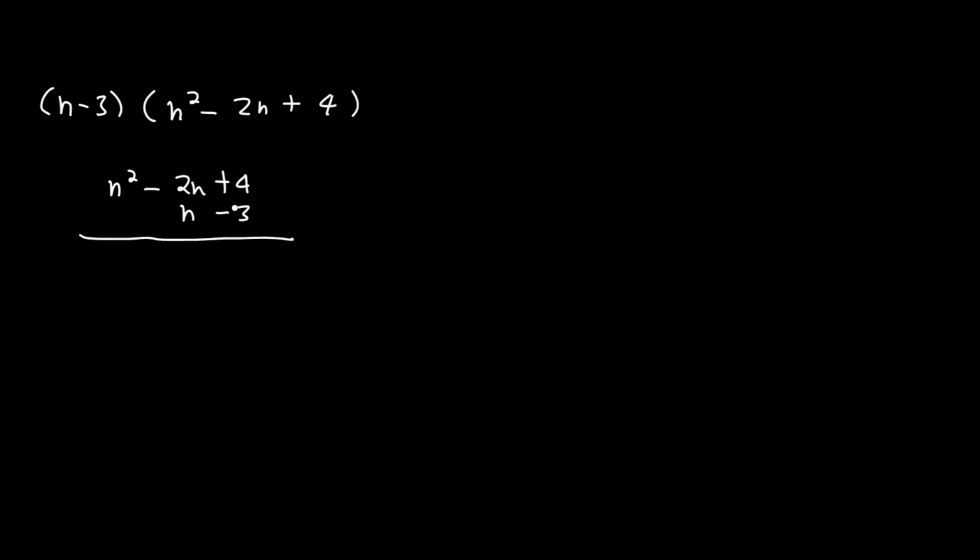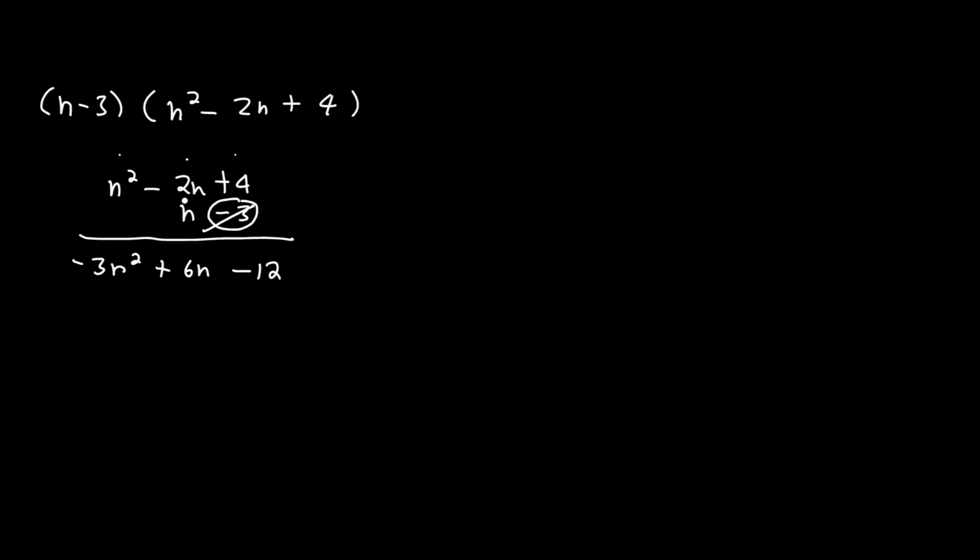Now we will take negative 3 and we'll multiply to these terms. So let's start with negative 3 times positive 4. That will be negative 12. Negative 3 times negative 2n, negative times a negative, that's positive, and that will be positive 6n. Negative 3 times positive n to the second power, we'll have negative 3n to the second power.